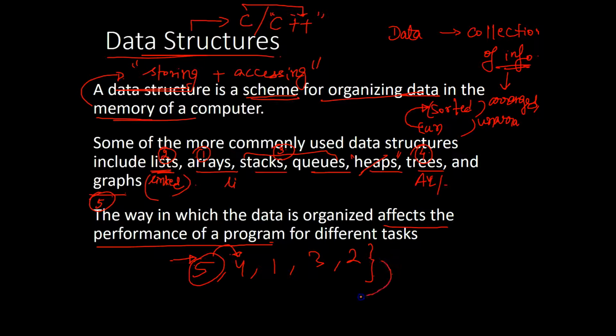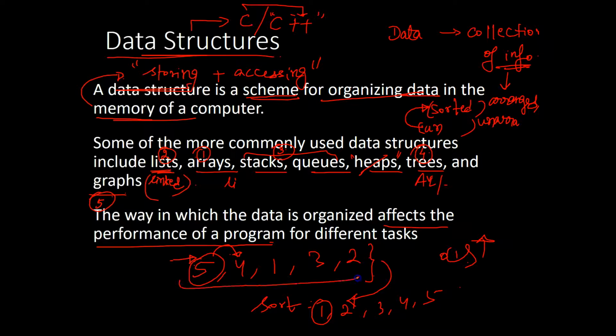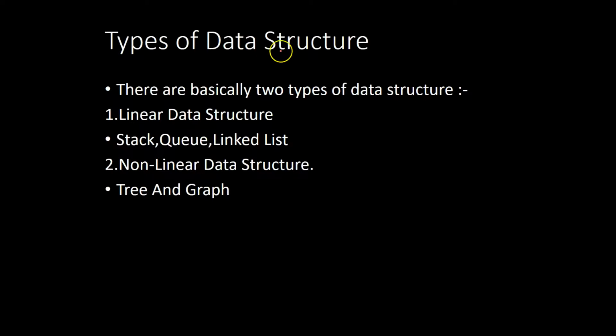So obviously here we need to create a mechanism by which we can sort this data and arrange it like 1, 2, 3, 4, 5, so that if I want to get the minimum number, that can be accessed in O(1) time. So here definitely the performance is increased. Earlier the performance was O(n) if the data was unarranged, and now the performance is O(1). Okay, so this was the basic stuff about data structures and what we are going to learn in the course here.